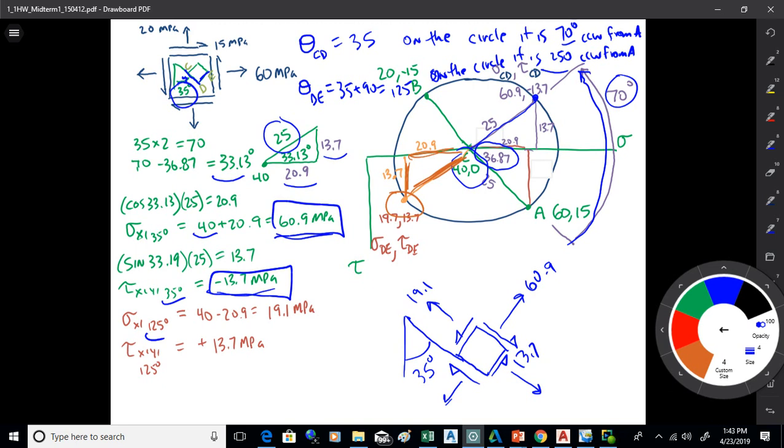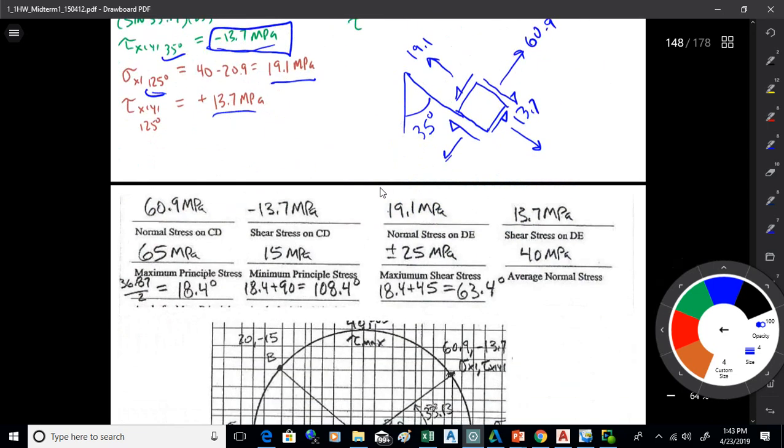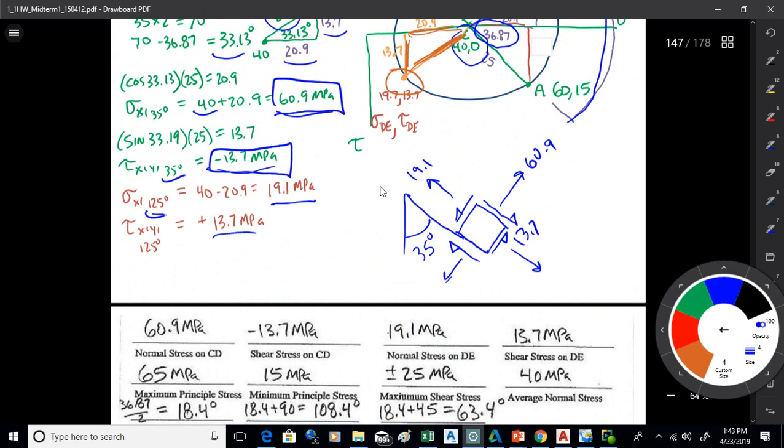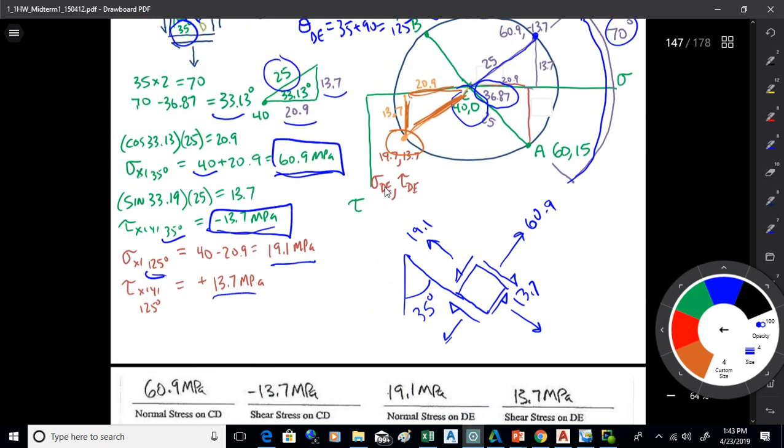And then for DE, you're 90 degrees more, so you're at 125. So here's the normal and shear stress at DE. Okay. So we've got 60.9, negative 13.7, 19.1, and 13.7, okay?